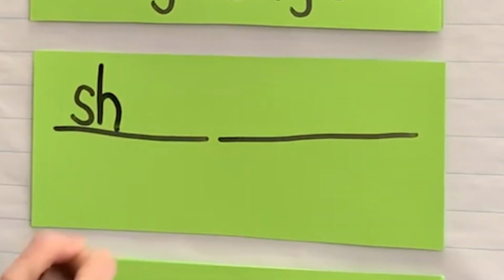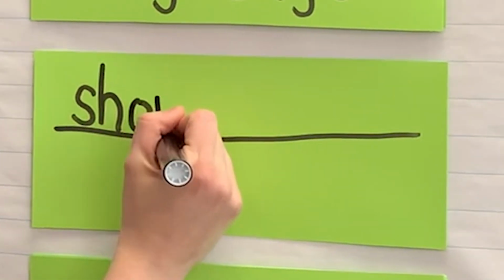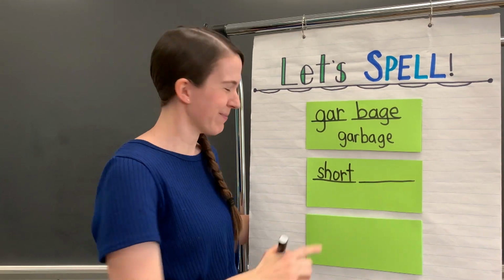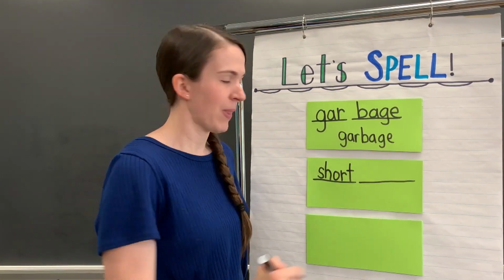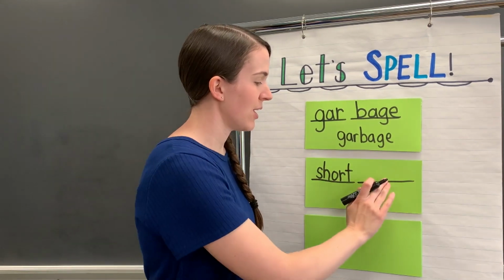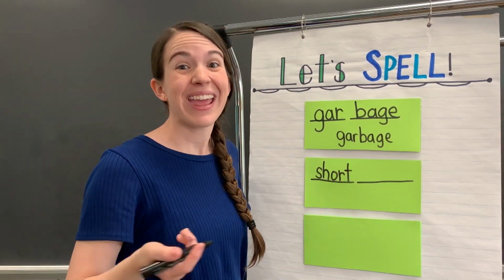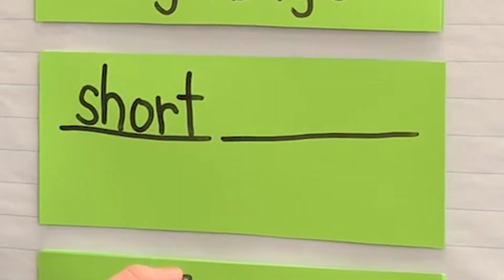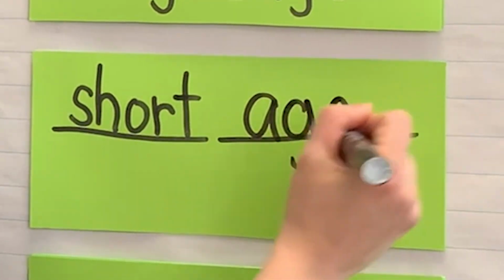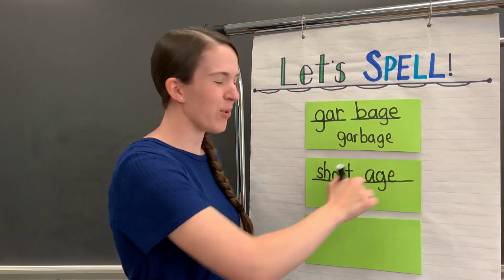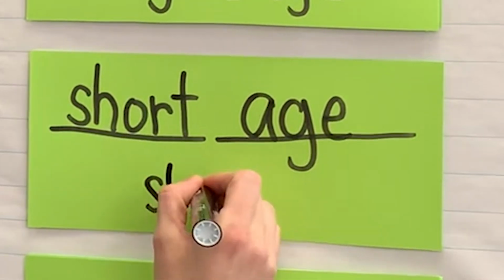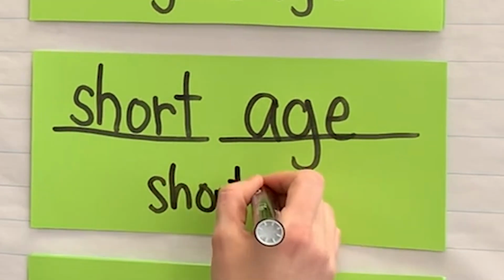Sh, o, r, t. Short. Did you match my spelling? This is the syllable short. Now, to finish this word, we need the suffix idge. Short, idge. Let's write the idge suffix using the letters we've learned. A, G, E. Now that we have both of our syllables written, let's put them together to make the whole word. Short, idge.